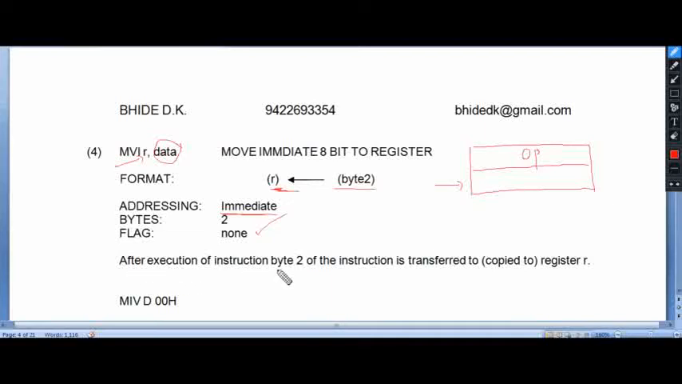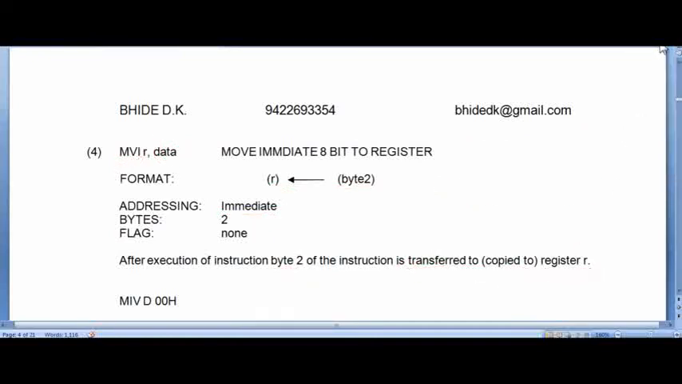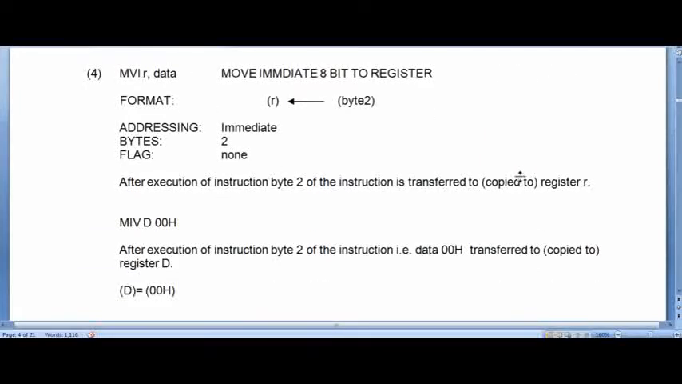After execution of the instruction, whatever is present in byte 2 of the instruction is copied, transferred to general purpose register R. First byte is the operation code. Let us go for a specific example.